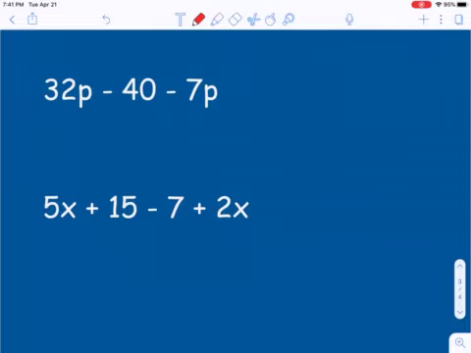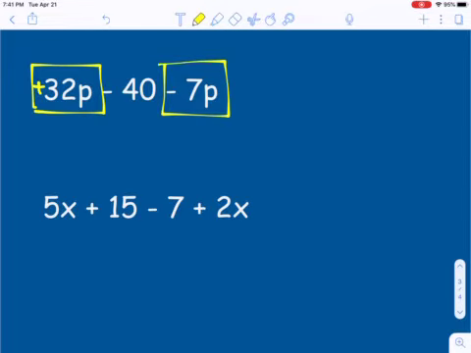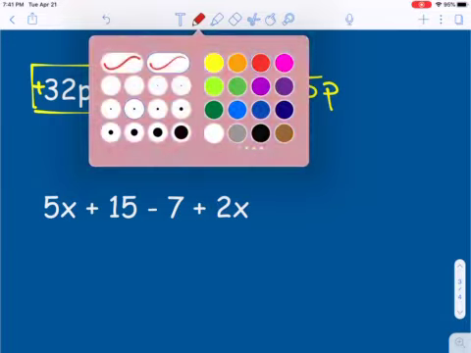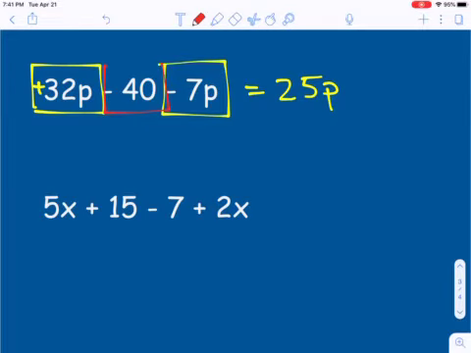All right, let's look at another one. These start getting slightly more complicated as we go. So yellow is going to be for my variables. I've got positive 32p, and then I've got -7p. If I add 32 and -7, that is going to give me 25p. And then I will see if I have any constants to combine, and the only one I have is that -40. So this simplifies down to 25p minus 40.